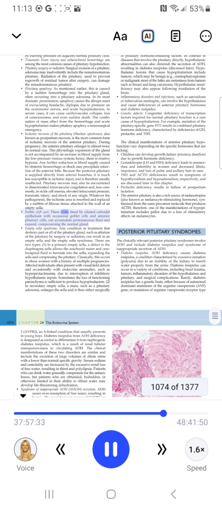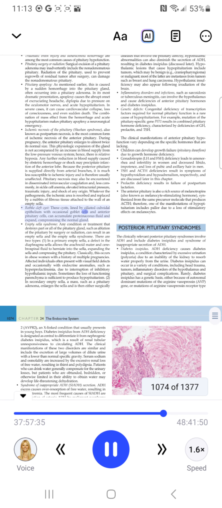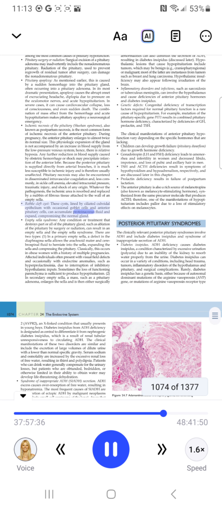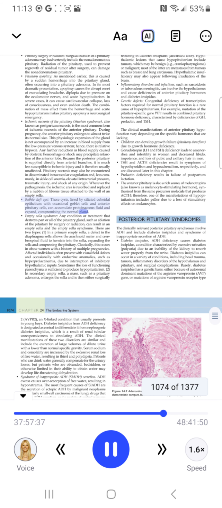Rathke cleft cyst. These cysts, lined by ciliated cuboidal epithelium with occasional goblet cells and anterior pituitary cells, can accumulate proteinaceous fluid and expand, compromising the normal gland.